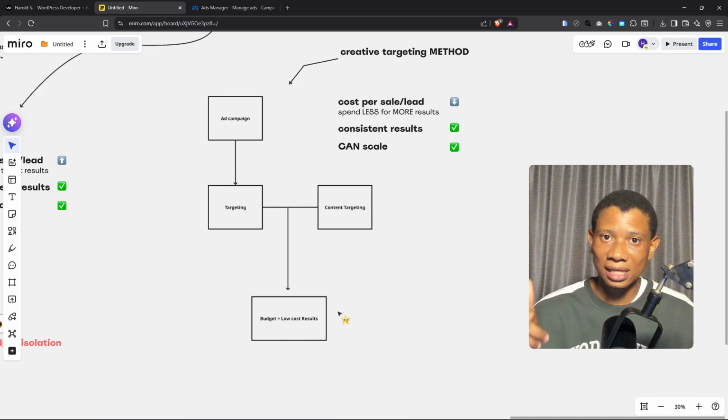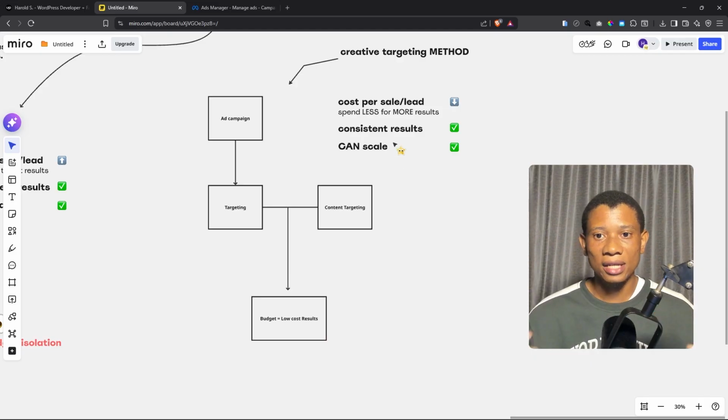So we're going to see sales that are coming in cheaper than before, leads that are coming in cheaper than before, right? So this will allow us to build a system for your business that is going to spend less and bring you more results and bring you consistent results, and you can easily scale it.